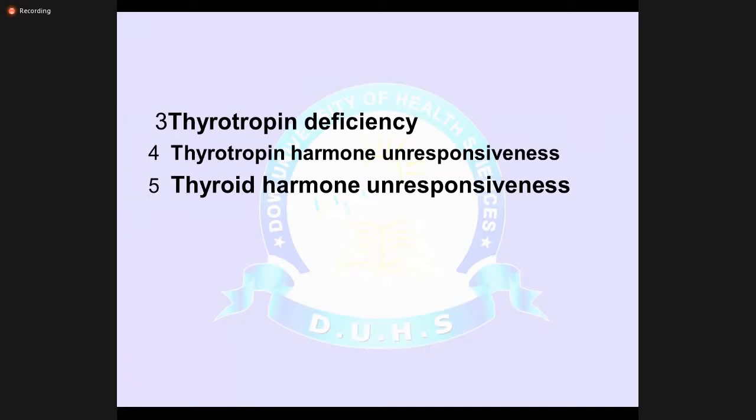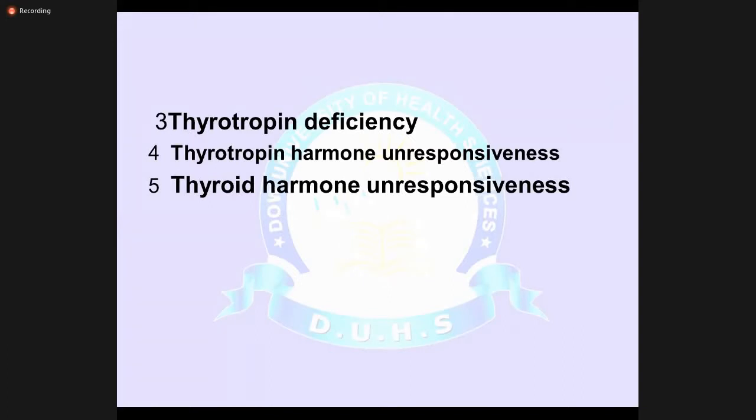Or another reason could be thyrotropin hormone unresponsiveness, meaning that the hypothalamus is producing the thyrotropin, but when it reaches the anterior pituitary with the order to produce the thyroid stimulating hormone, the anterior pituitary is not giving any response to that. So there is thyrotropin hormone unresponsiveness.